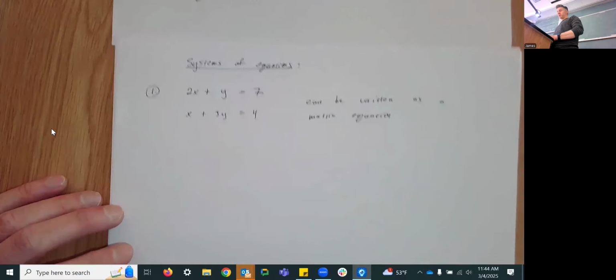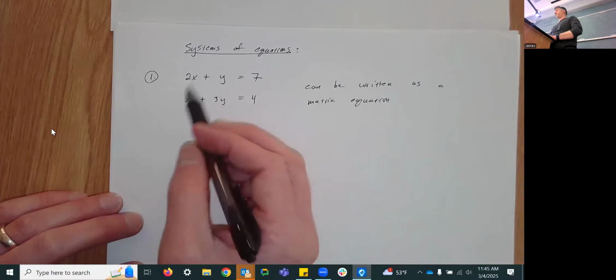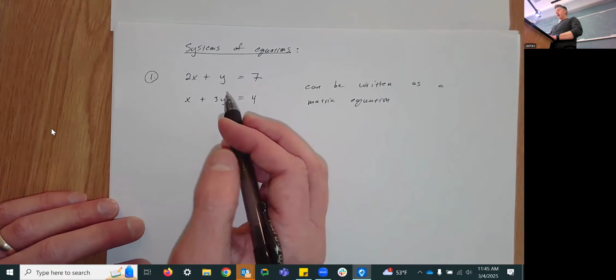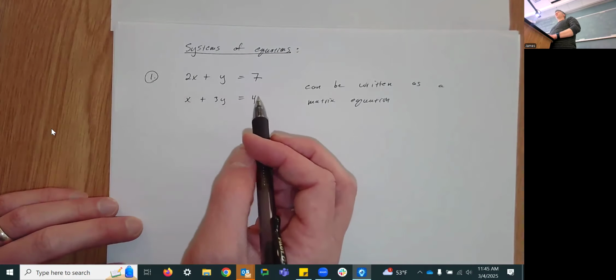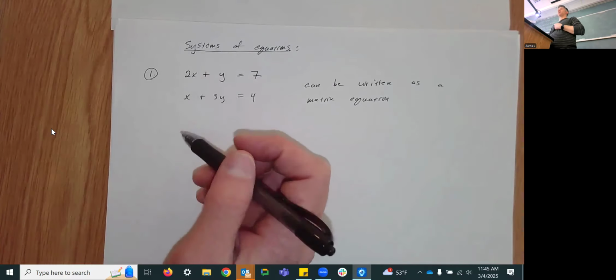Here's how it usually works. You want to write all of your variables and their coefficients on the left side, everything is equal to on the right side. And you want to write the variables in the same order. So x is first, y is second, z is third, et cetera, so that when you look at the left-hand side, you can just read the coefficients of x, y, whatever, in order.